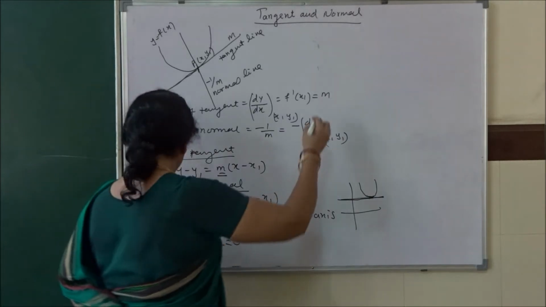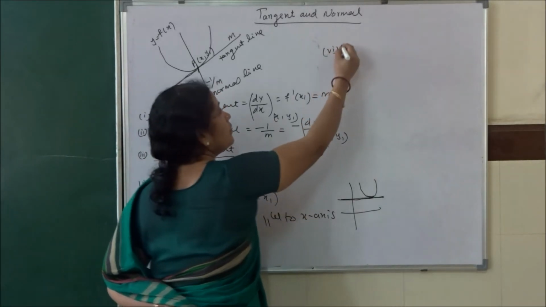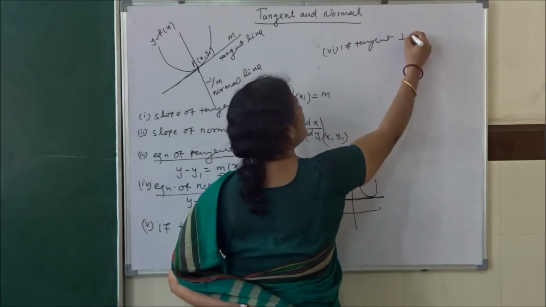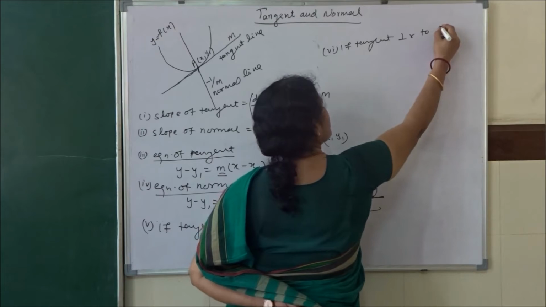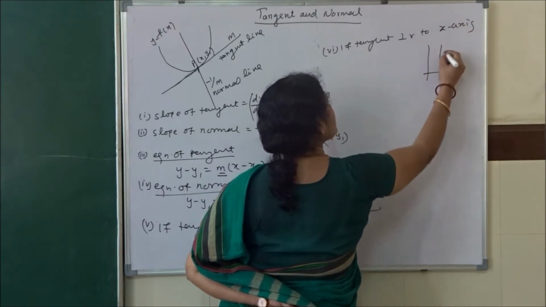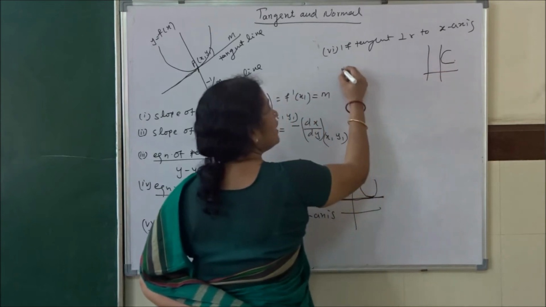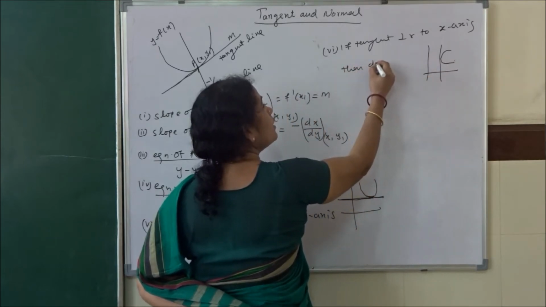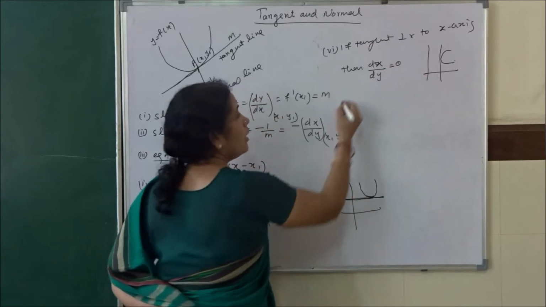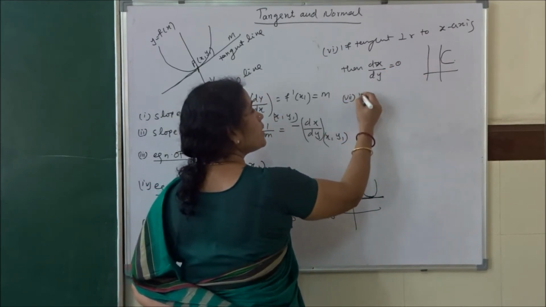Now if tangent line is perpendicular to x-axis like this, curve is like this, then what we will get? Slope of normal, dx by dy, equal to 0. Clear to you?